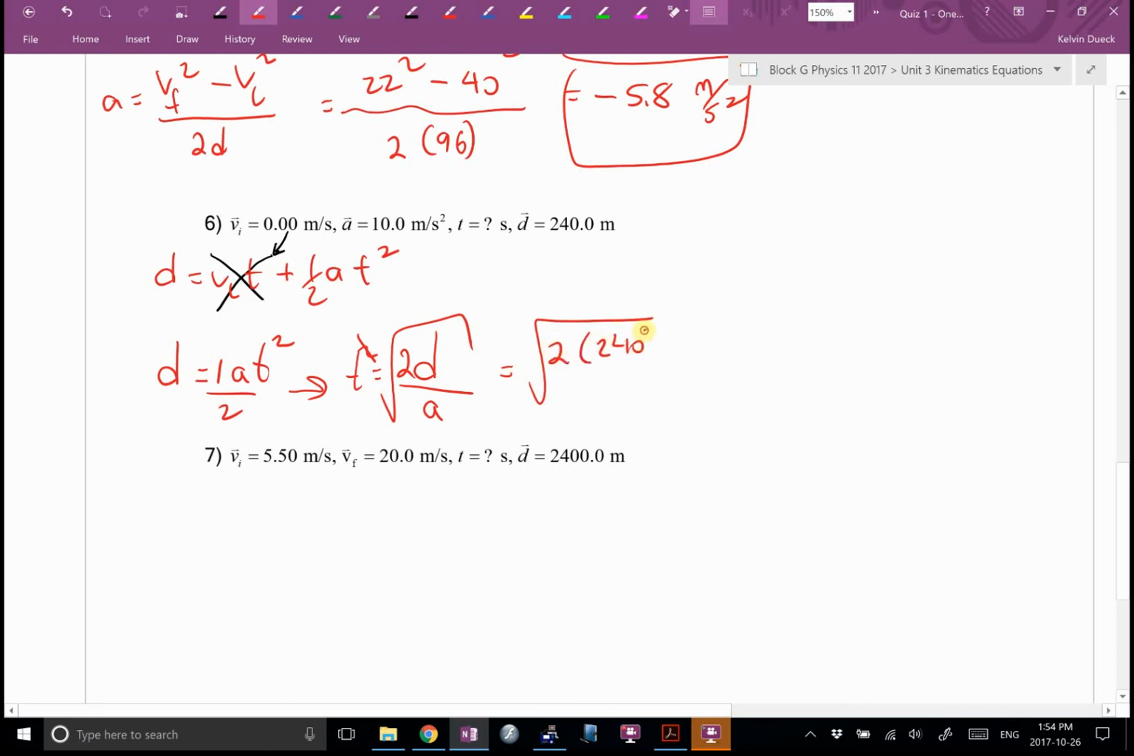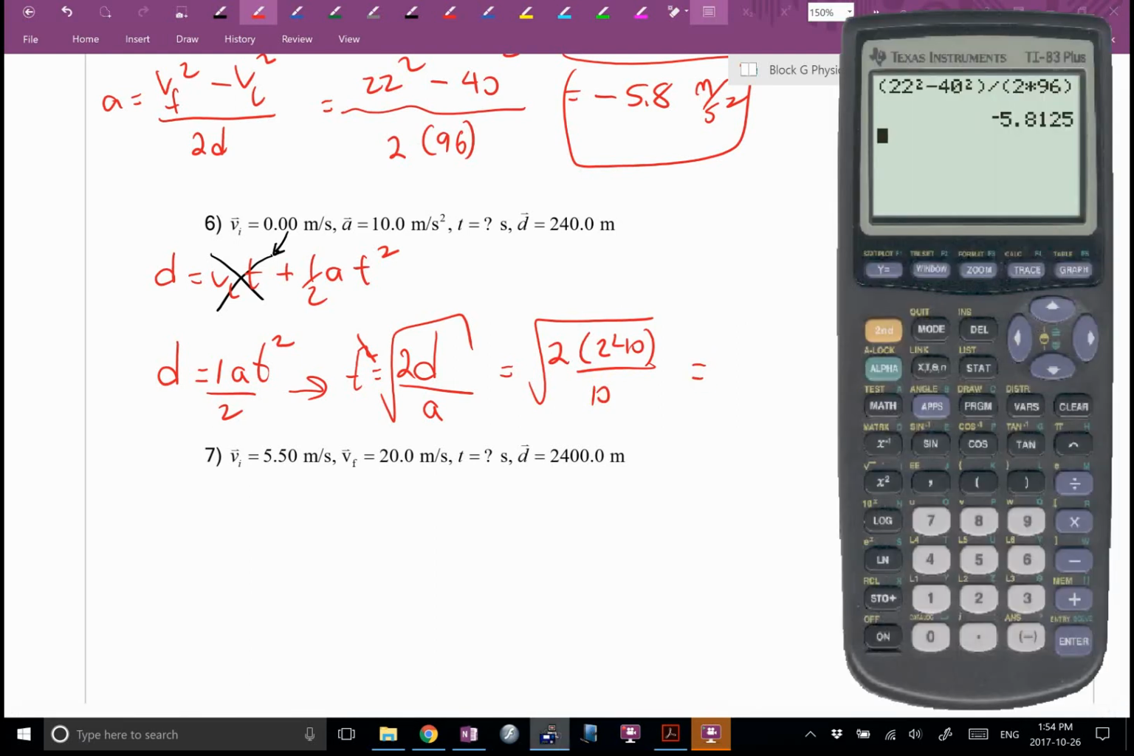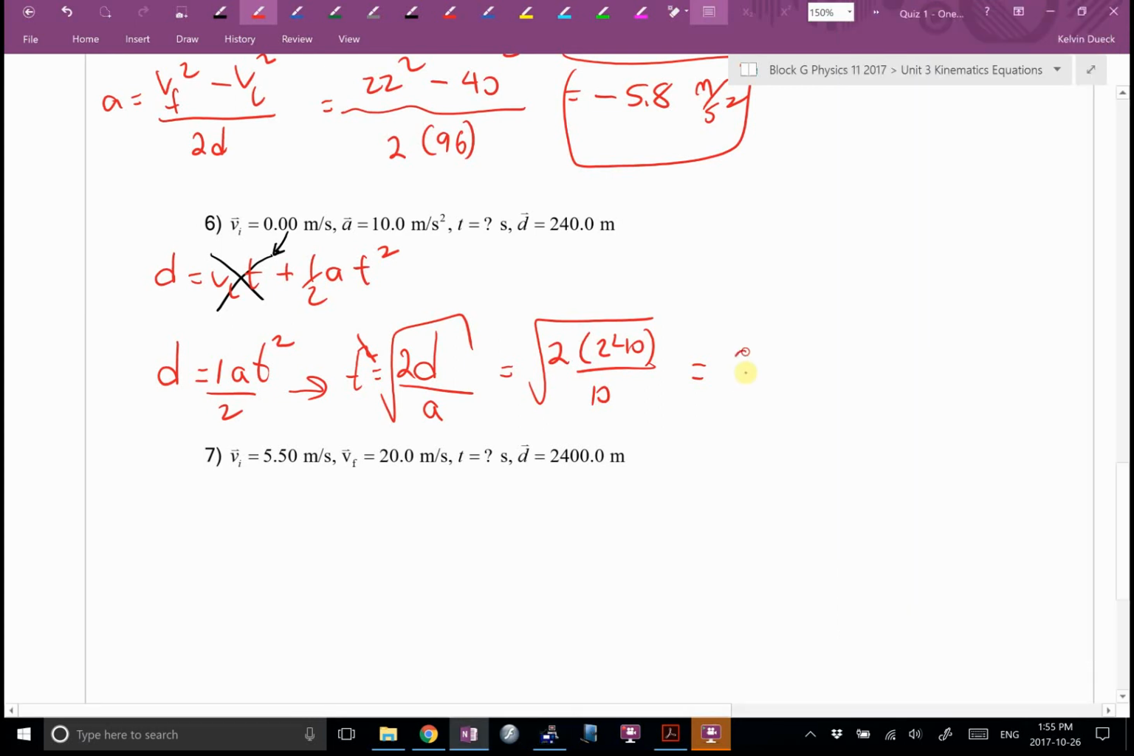240 divided by 10. 2 times 240 divided by 10 equals, and then I go square root answer button. It's going to be 6.9, because the square root of 49 is 7, so a little less than 7. 3 sig figs, so technically 6.93. I would take 6.9. If you wrote 6.92, I'm taking a half mark off. Units. Meters, Mr. Duick? Seconds. Time.